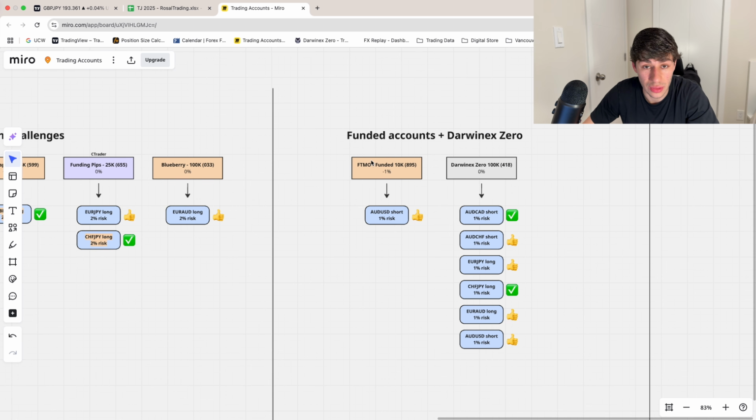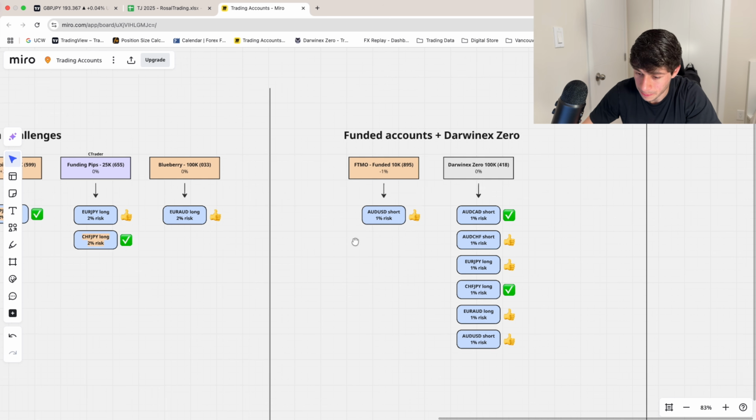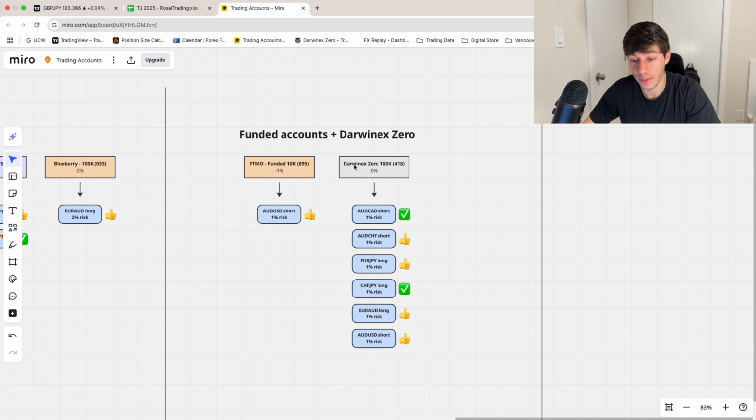And my funded account, the funded account that is still good that I haven't lost because of unfortunate situations, is my FTMO 10K account. And I'm currently minus 1% in drawdown. So it's fine. I also have a short position in a pending order in AUD USD. And great news, I decided to start my path on Darwinex Zero.